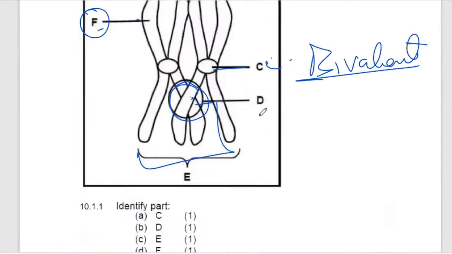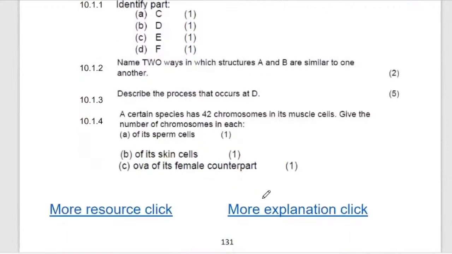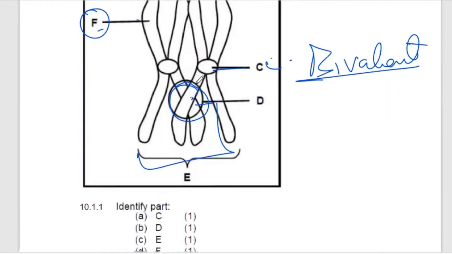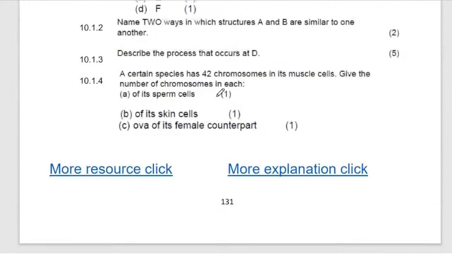Describe the process at D. They are looking at describe the process of crossing over, 5 marks. The homologous chromosomes come together. They cross over at a point called chiasma. They exchange genetic material between two homologous chromatids, and then they separate and form genetically different chromosomes. So basically, that's what you need to explain.